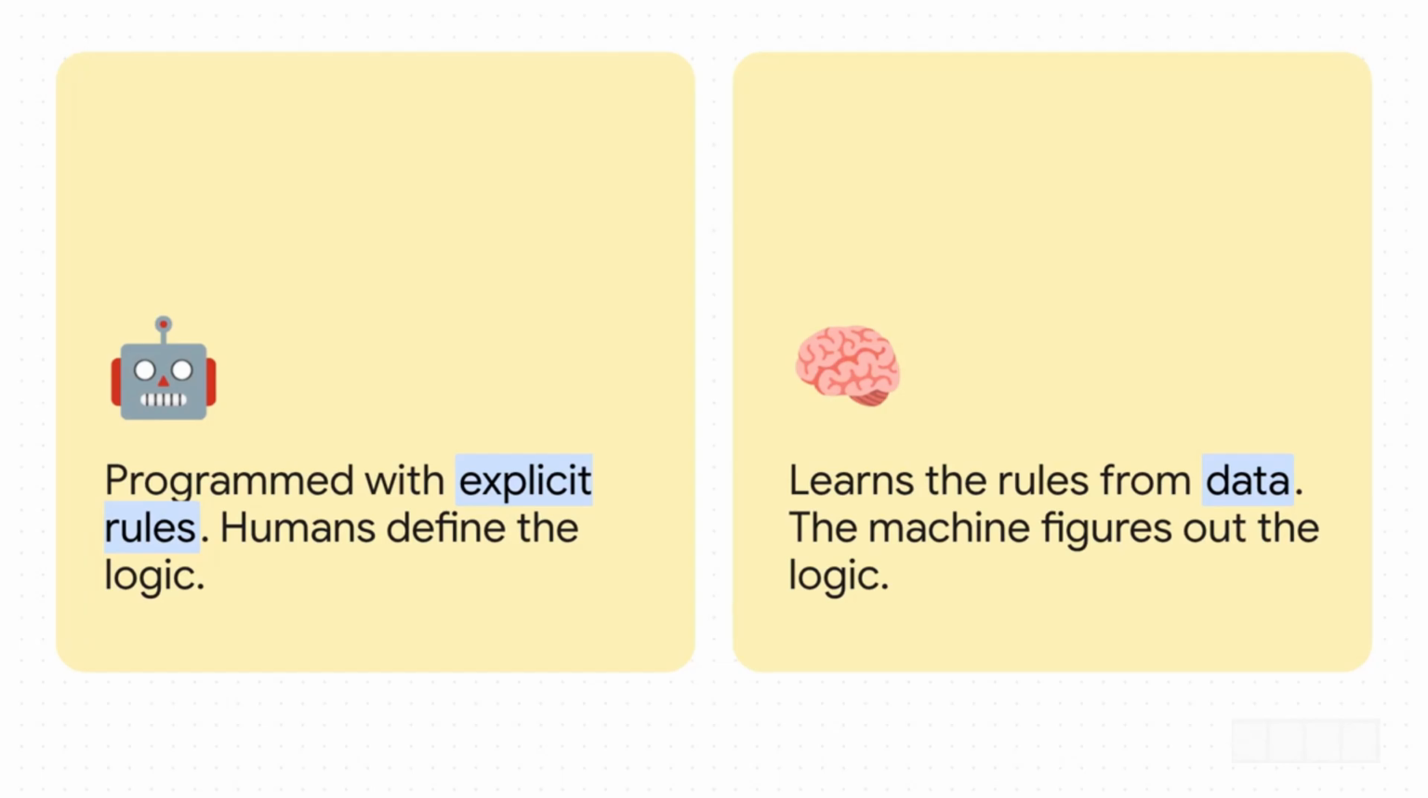On the left, with that traditional AI, humans write all the rules. But on the right, with machine learning, we just feed the machine tons and tons of data, and it figures out the patterns and the logic all by itself. I mean, that's the part that's so revolutionary.